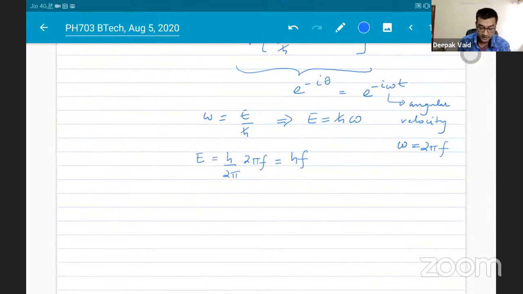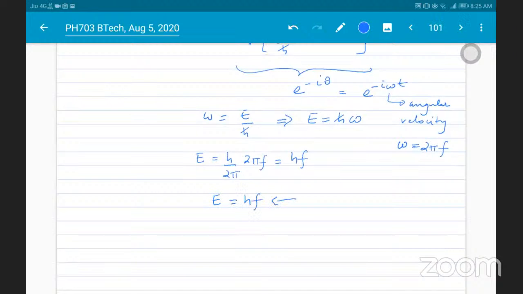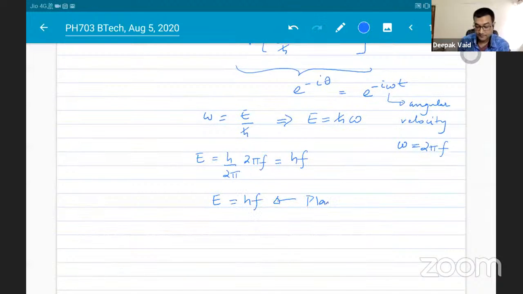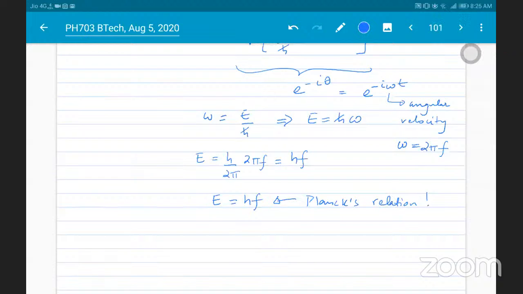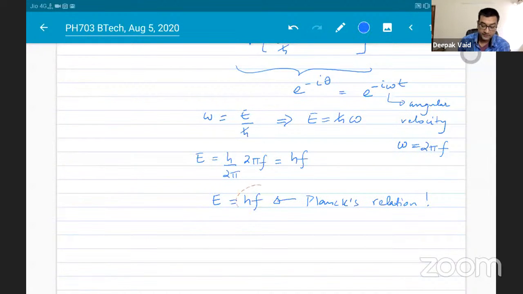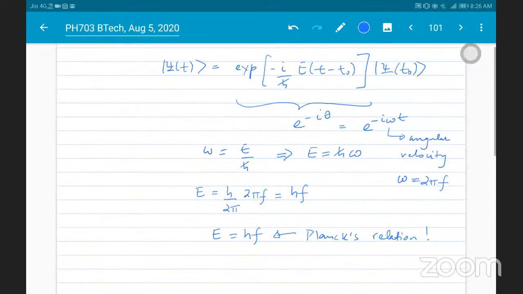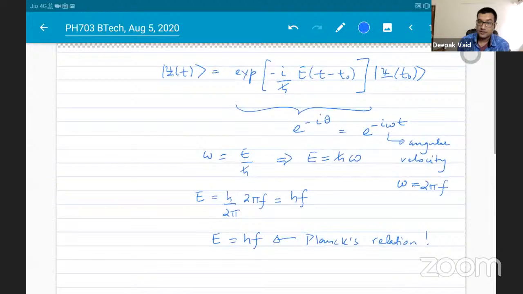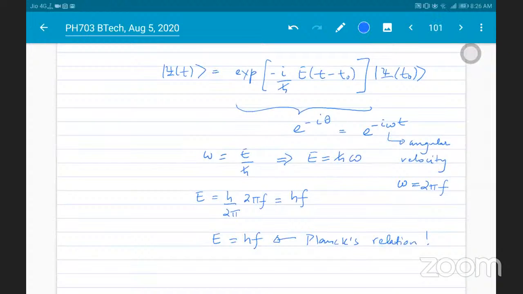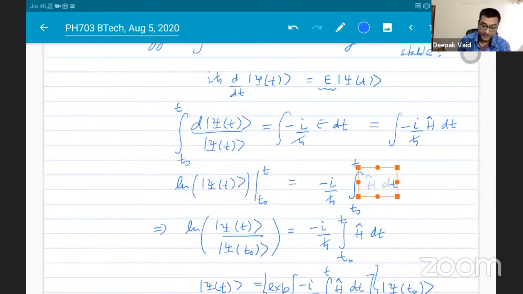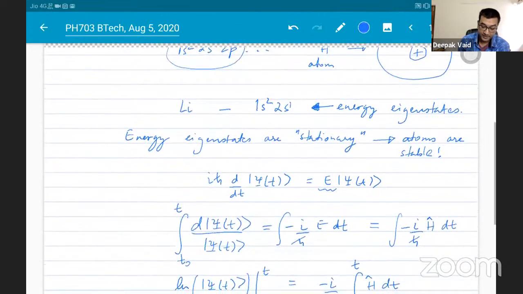Now, what is this? E is equal to hf. This is Planck's relation, right? This is Planck's equation. This equation tells us that the energy of a quantum is given by Planck's constant times the frequency of that quantum. So first of all, this justifies the identification of this H with the energy, right?